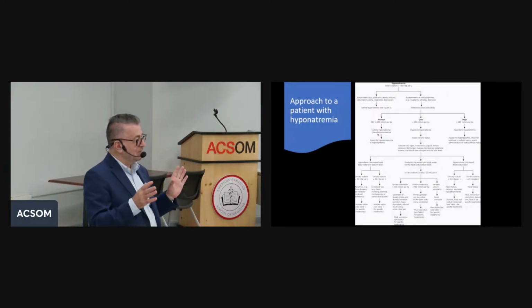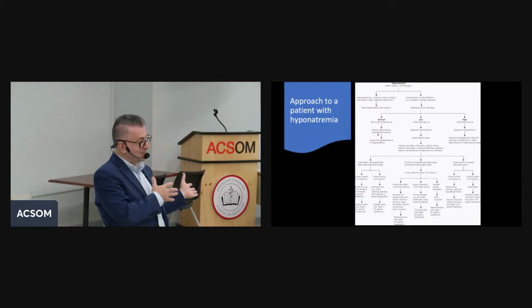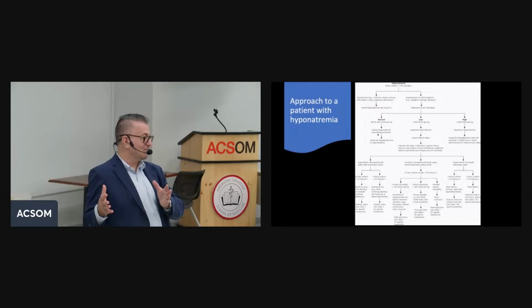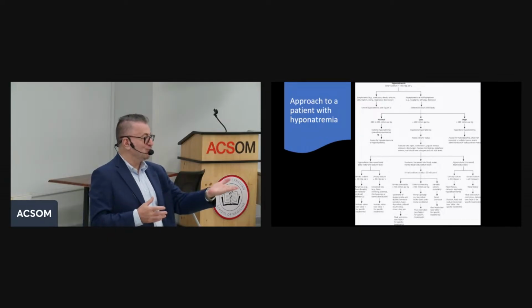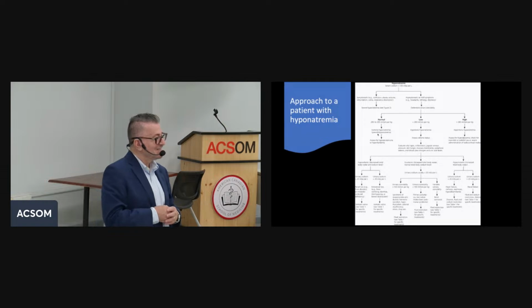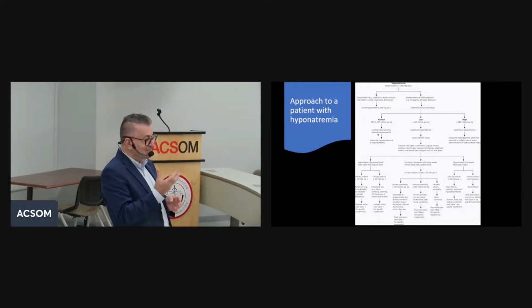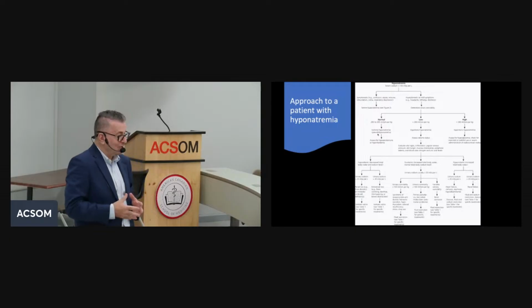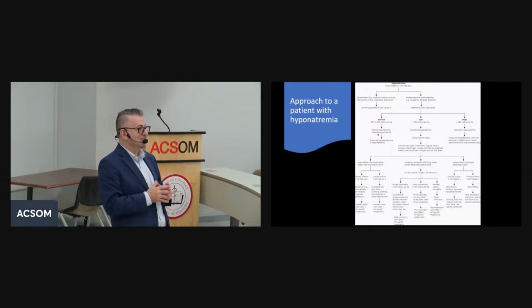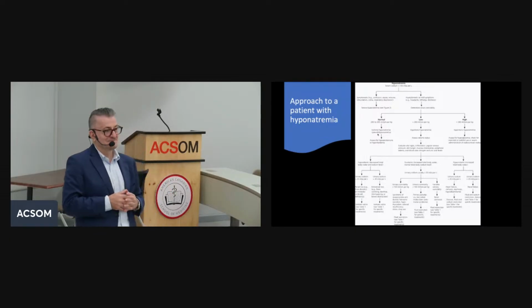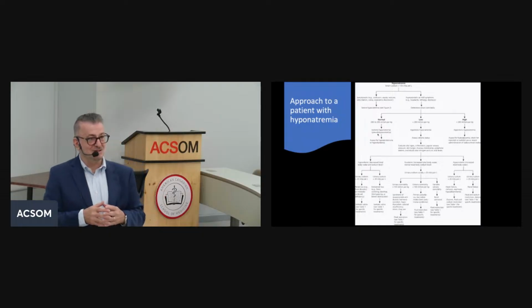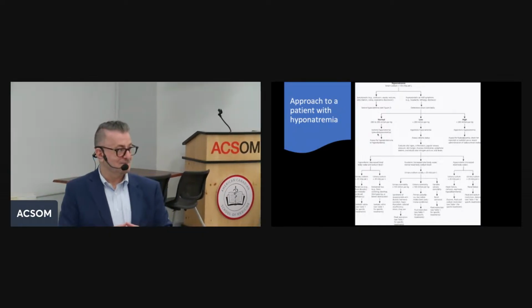Euvolemic means isovolemic. They don't have too much volume in the body. They are not hypovolemic, which is like not enough water. It's like you are euvolemic. Is that normal? Yes. So you have excess of ADH, but your volume is normal. There are no changes in your volume. That's just by definition the way it is.